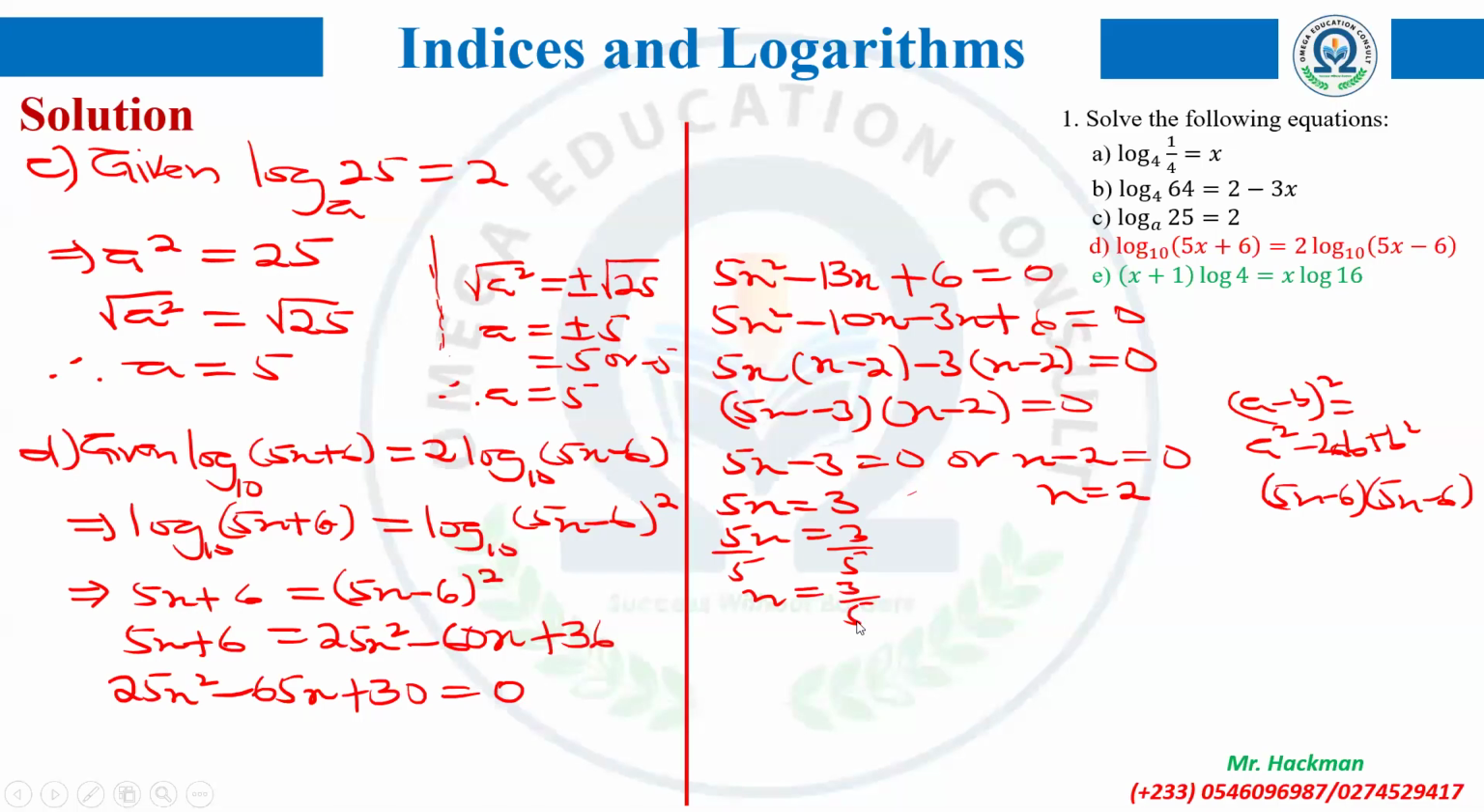So if it's 3 on 5, I'm just substituting, doing that mentally. So it will be 5 into 3 on 5. The 5 will cancel. So I will get 3 here. So it will be 3 plus 6, which will give us 9. So this is positive. Now let's come to this. We cannot use only this one. It will be 5 into 3 on 5. The 5 will cancel. You get 3 here. So 3 minus 6 will give you minus 3. Am I right? So you have a negative here when you substitute. So it means this cannot be allowed.